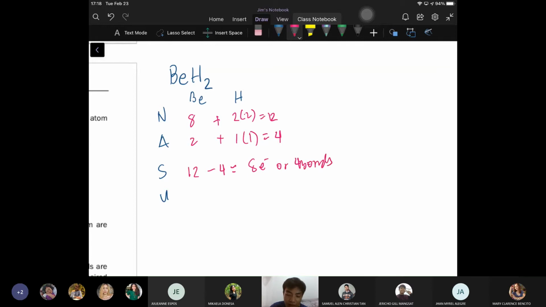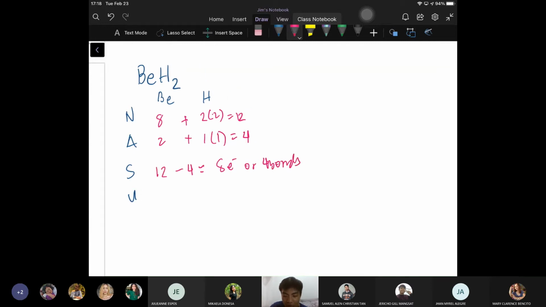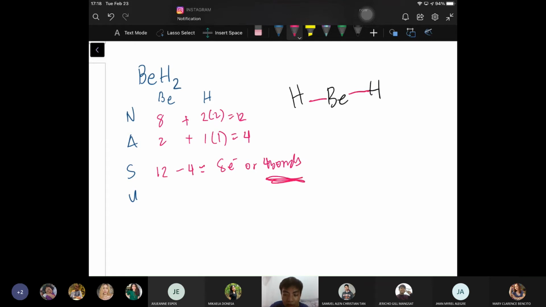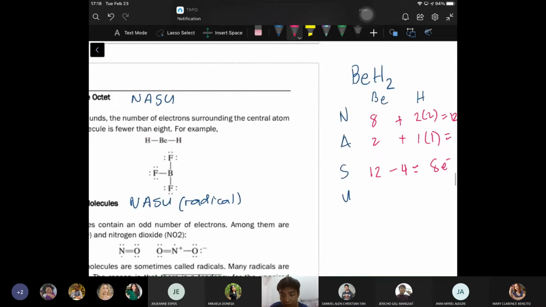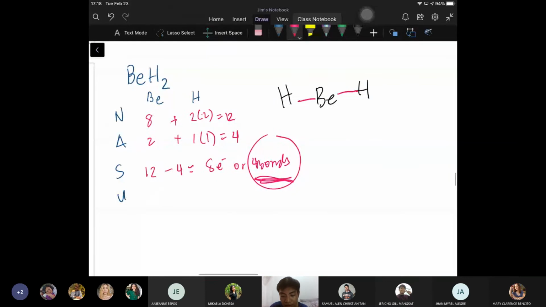Dito pa lang, may problem na ako. If I draw my beryllium hydride, syempre, yung hydrogen terminal yan, sabi ko yun last time. So, hindi mo kaya yung 4 bonds. Bakit? Kasi, hydrogen can only perform single bonds. Isa lang bond na kaya niya gawin. Paano yung sobra na 4? That means yung octet rule will not apply for this molecule, yung mga incomplete octet.